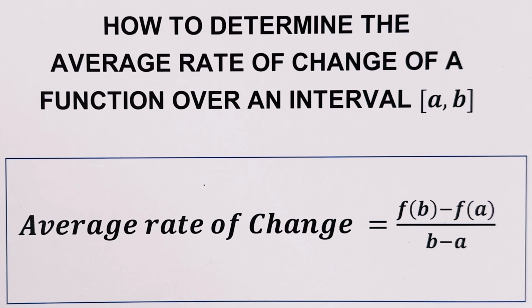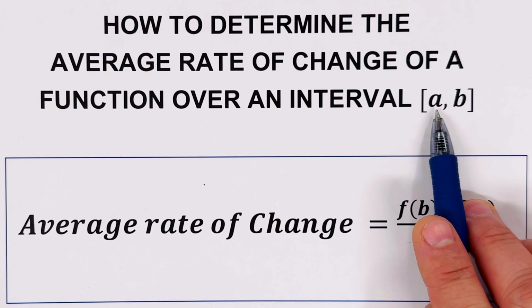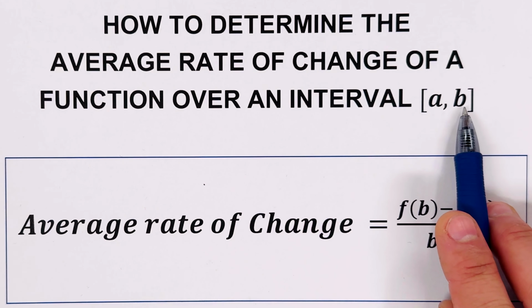Hello everyone. This video will show how to determine the average rate of change of a function over an interval. In the examples that we're going to have, we will be given the function and we're supposed to determine the average rate of change given an interval. Please take note that in this interval notation, this is represented as x and x.